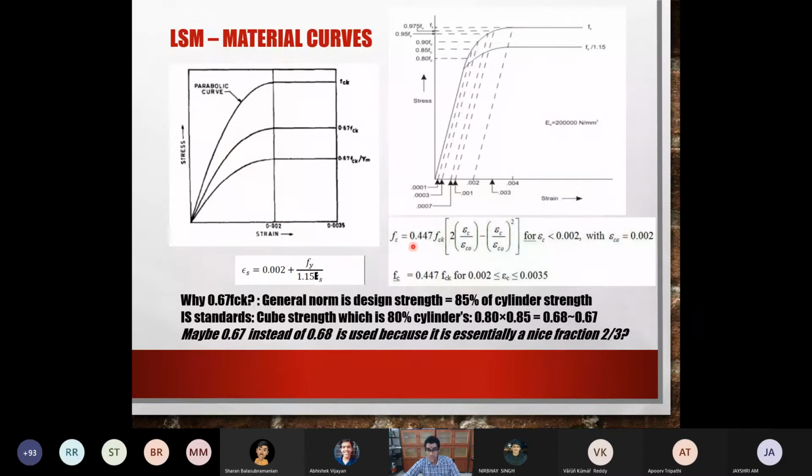Okay, so you just add that design factor, which is 0.447. It becomes the design stress strain curve. Okay, this is the actual stress strain curve. This is the design stress strain curve, and that is given by this equation. As long as the strain is less than 0.002, it is given by this equation. If it exceeds 0.002, then it becomes a flat line, so it is just given by 0.447 fck. Okay, so this is the design stress strain curve.